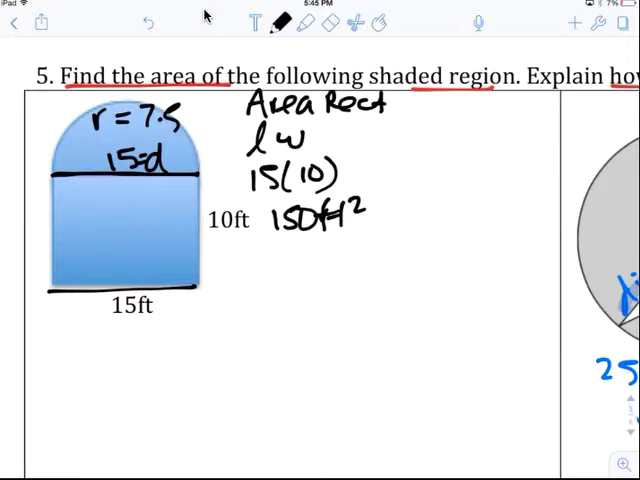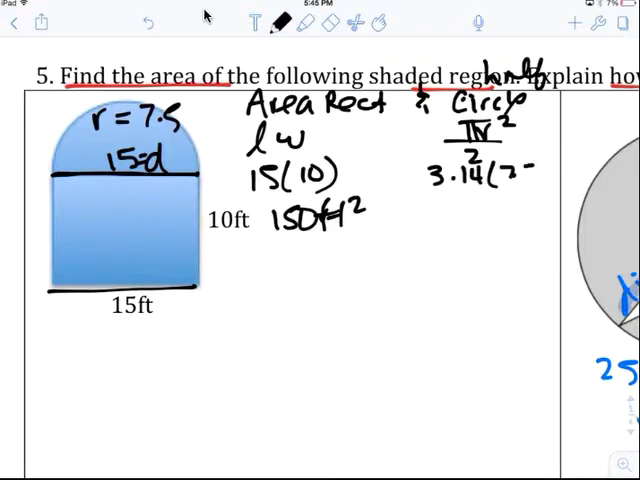An area of a circle is pi r squared. It's half a circle, so it's divided by 2. 3.14 times radius 7.5 squared, divided by 2.